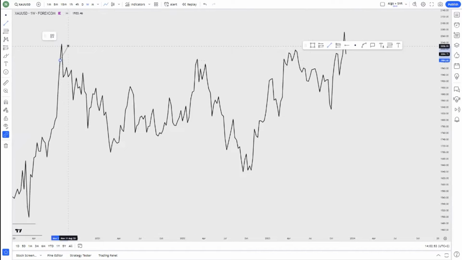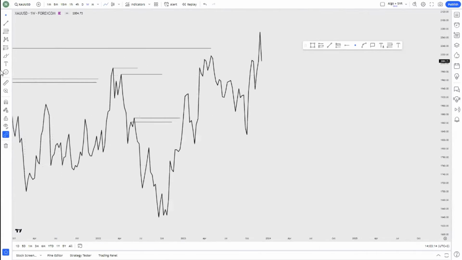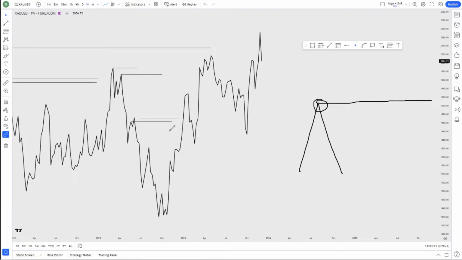This is an A right here, so this is resistance. Here we have resistance, here we have resistance, and here we have another resistance right here. As long as the market gives you a formation like this, that's going to be your resistance, so you can even mark it out in the chart.